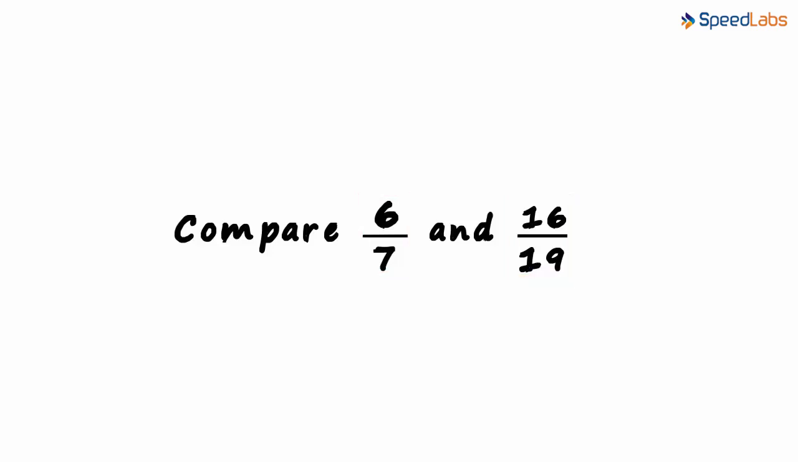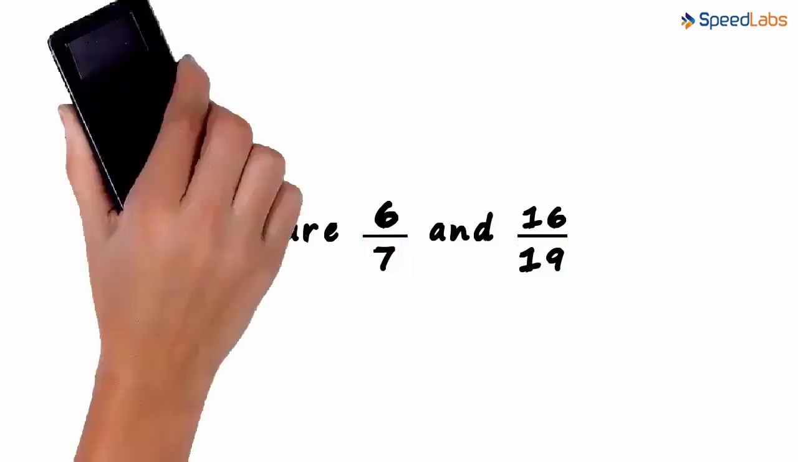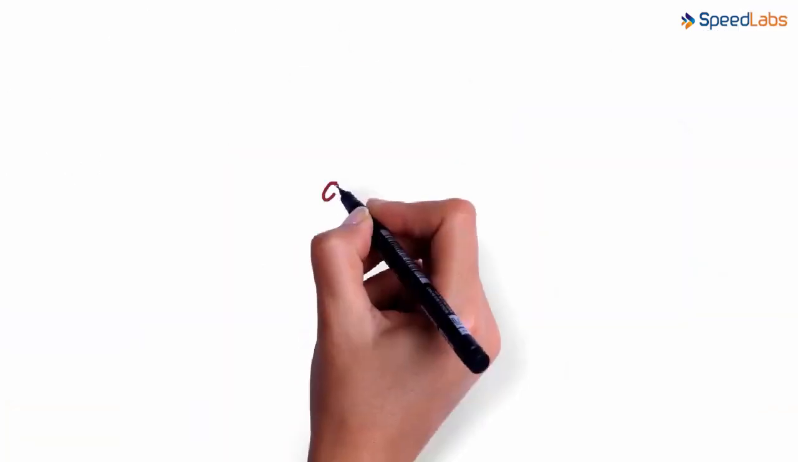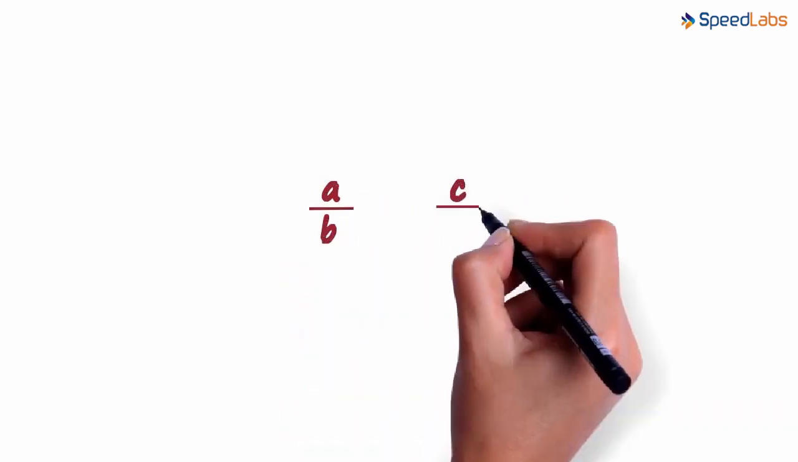We have seen a very logical way in which we first found the LCM of the denominators, made them same, and then compared the numerators. Here, let's look at a simpler way to compare two fractions.